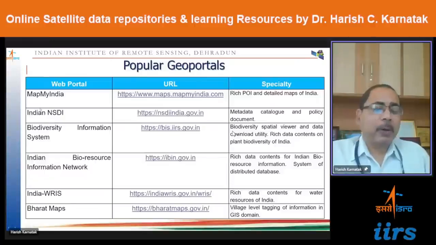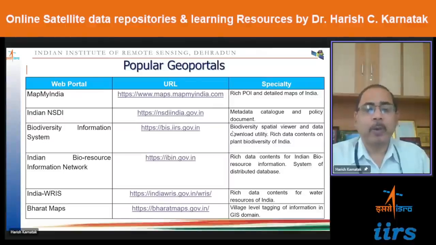Mapping agencies or companies like Map My India offer a lot of data. Indian NSDI is for metadata catalog and policy documents. Bioresource related information is available in these portals: Biodiversity Information System and Indian Bioresource Information Network. These are two important websites. They give information about the flora and fauna of India with their location information, where it is available.